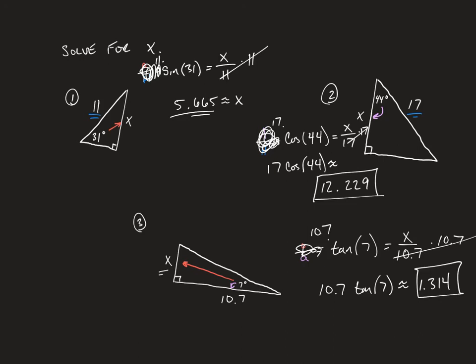Okay, so we're starting to shorten the vocabulary that we use here. I'm no longer writing a whole sentence saying, what do I know about previous triangles where we have a 31-degree angle and we're looking for the opposite side compared to the hypotenuse side? Don't have to write that. I can just write sine of 31.